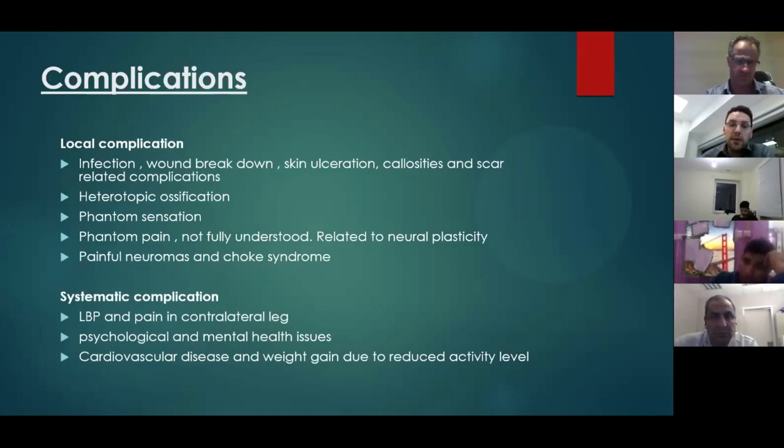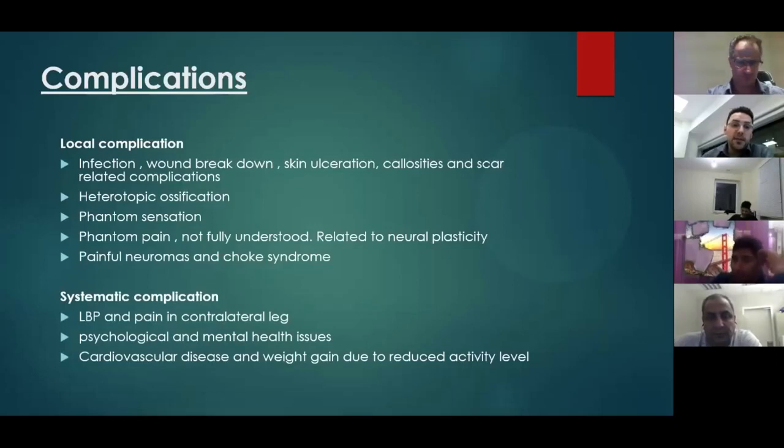Choke syndrome is when the veins around the stump get occluded due to uneven pressure while the patient loads the prosthetic, and this can lead to skin breakdown and skin ulceration.